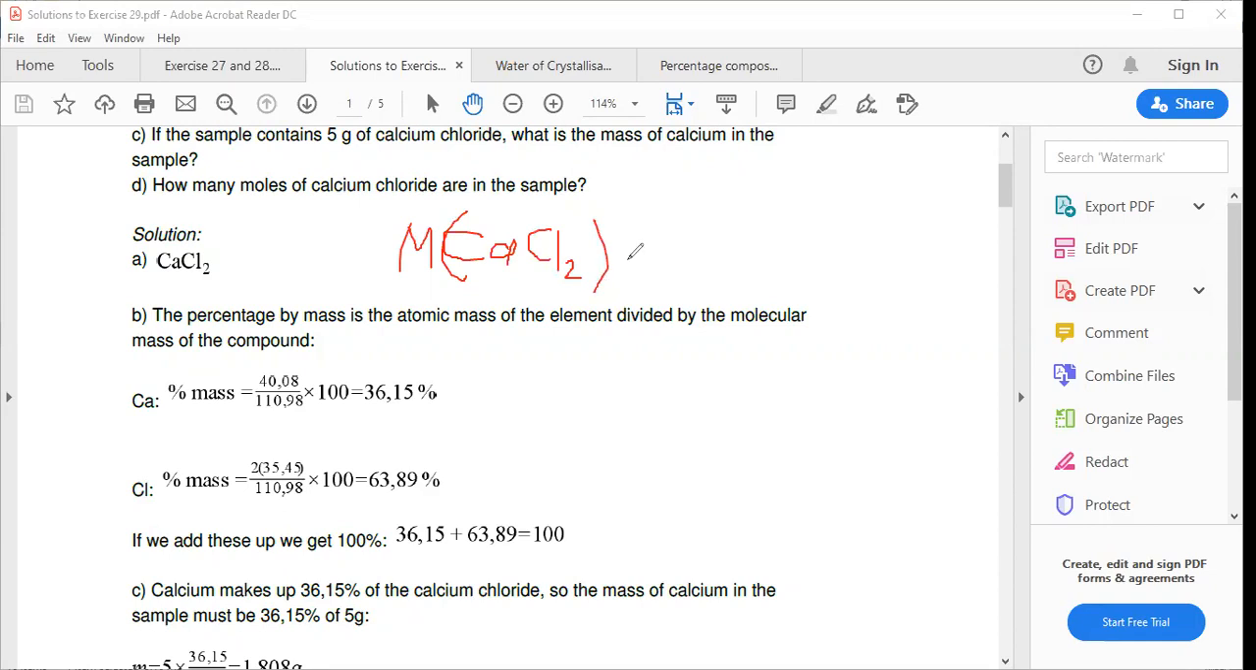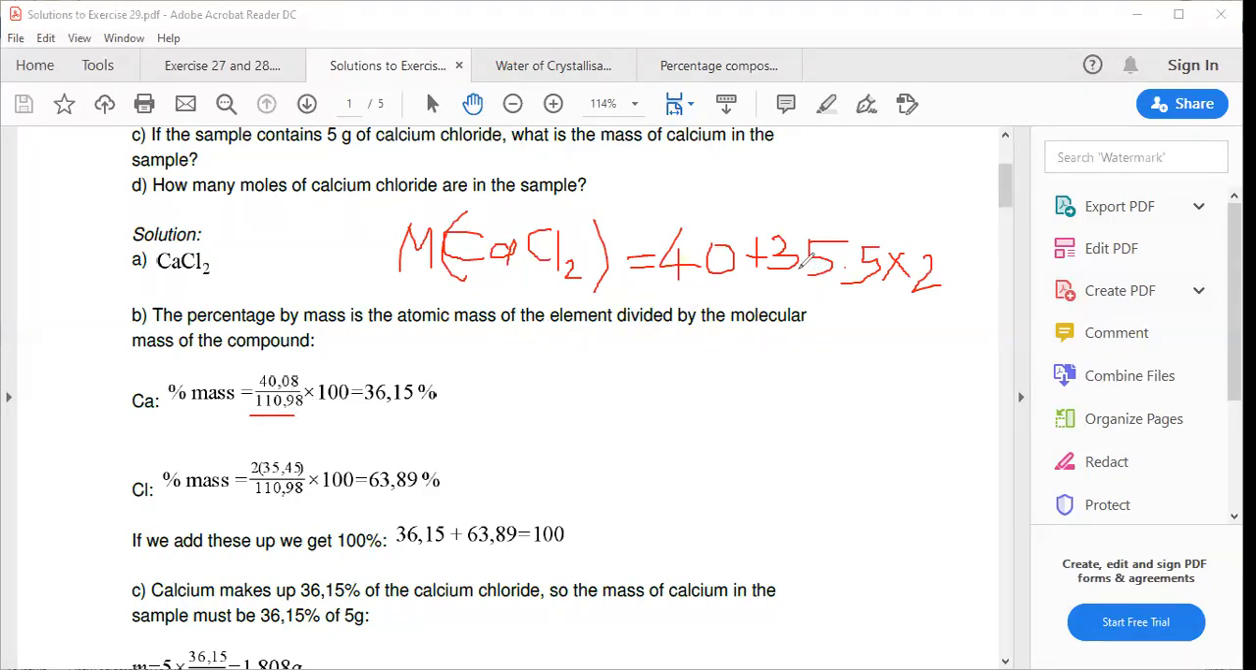is going to be equal to 40 plus 35.5 from the periodic table. And there are 2, so you multiply this by 2. Your answer must be that one there, 110.98. Don't worry about the 98. I think it's because of rounding off.